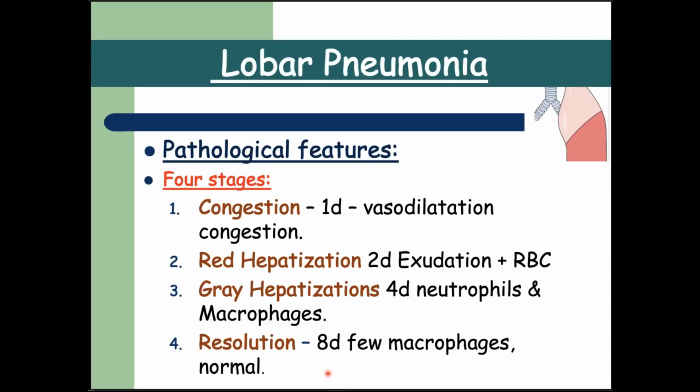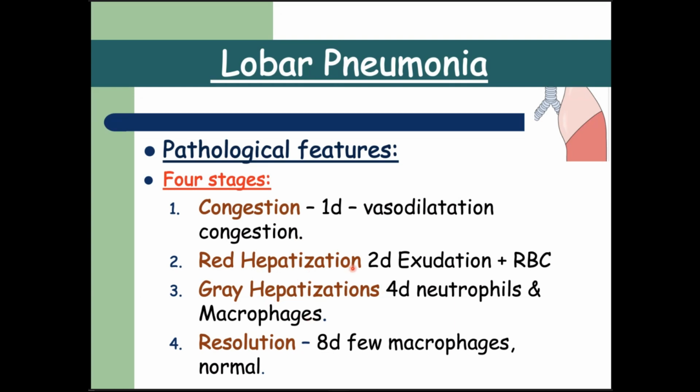So first we go to the most common and most important one, which is lobar pneumonia. You must have that in detail. I'll quickly summarize that there are four common stages. The first one is the congestion, which occurs in the first day. Congestion means the blood vessels get full of RBCs. Vasodilatation, and the blood vessels will be full of RBCs, congestion. The second stage is the red hepatization, and third is gray hepatization.